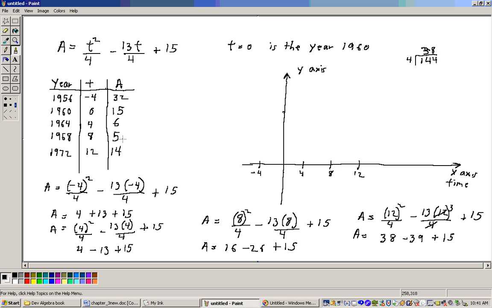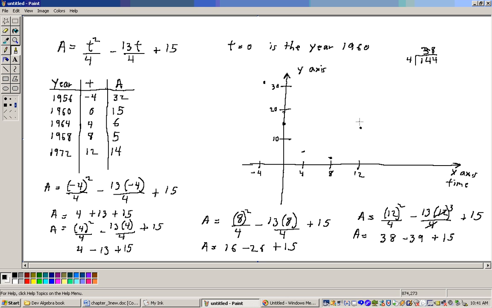So at point negative 4, 32, let's go 10, 20, 30s here. There's a point at negative 4, 32. That would be up here somewhere. There's a point at 0, 15, right about here. 0 on the x, 15 on the y. There's a point at 4, 6, about here. There's a point at 8, 5, right here. So you can see it's bottoming out. And there's a point at 12, 15. So at 12, it's 15 units high.